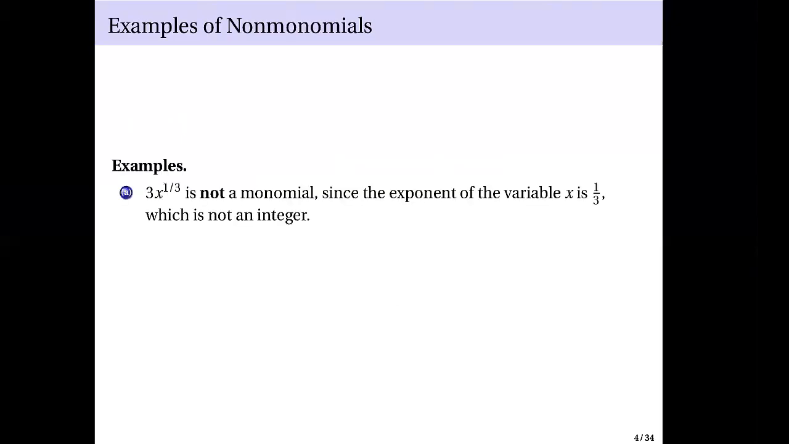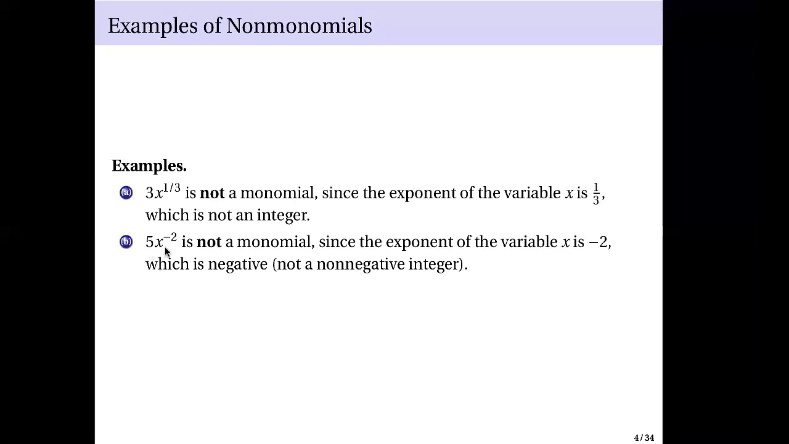Now, let us look at some examples which are not monomials, and we will explain why they are not monomials based on our definition. In here, we have 3x raised to 1/3. This is not a monomial because the exponent of the variable x is 1/3. Remember that according to our definition, the exponent of the variable for a monomial is a non-negative integer. So the exponent is not an integer in this case. So this is not a monomial.